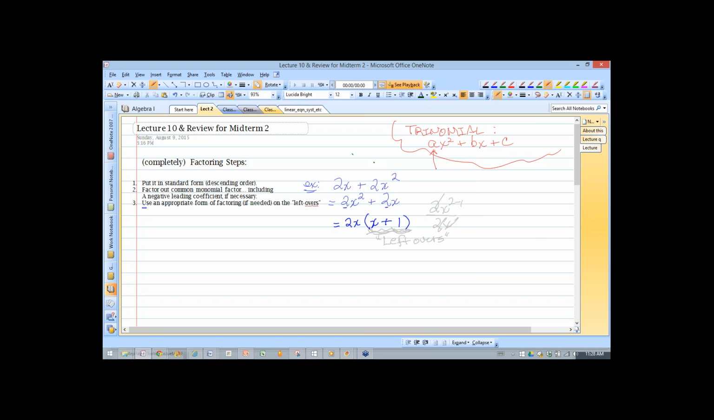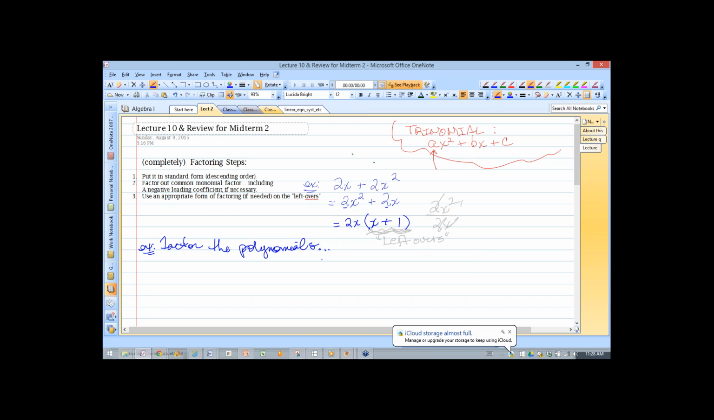Okay, so let's do this. Here's one. I'm going to go ahead and do a trinomial for y'all. Oh, I need color in my pen, don't I? So, factor the polynomials. Let's just get a bunch of them. Let's put a bunch of them up here. Oh, did I put the wrong section? No, got it. Okay.